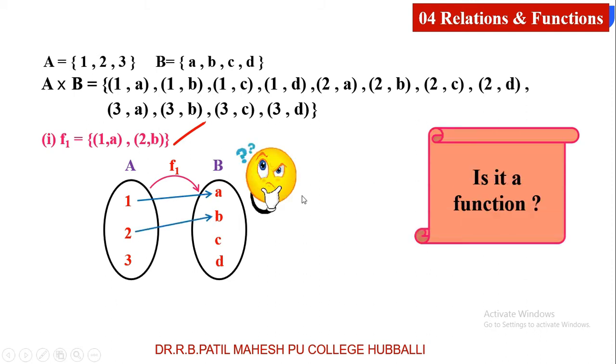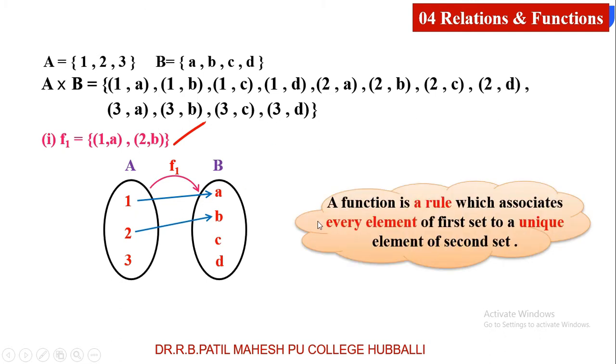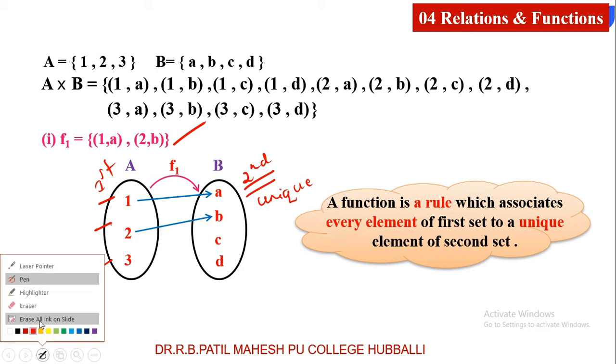Dear students, is it a function? Is this relation a function? Then what is the meaning of function? Recall. A function is a rule which associates every element of the first set to a unique element of the second set. This is the first set and this is the second set. A function is a rule which associates every element of set A to a unique element, to only one element of the second set.